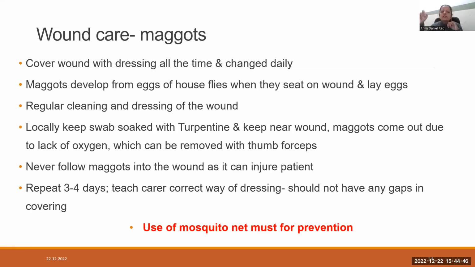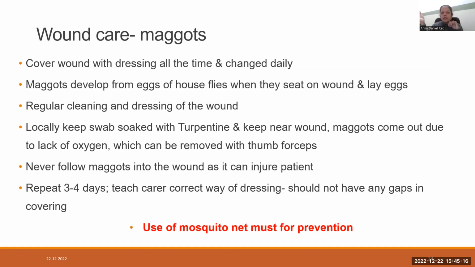And this treatment should be repeated. Okay, so in 3 to 4 days, generally the wound becomes maggots free. Always keep counting. Okay, when you first time plucked how many maggots, then second time what, so you can see the gradual decrease and effectiveness of your treatment.